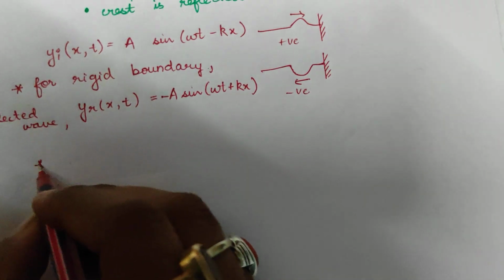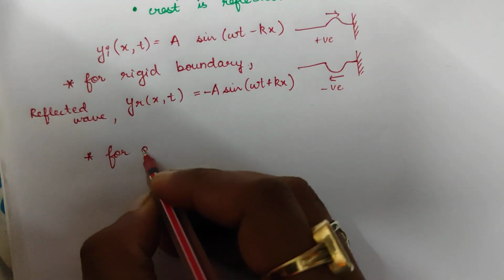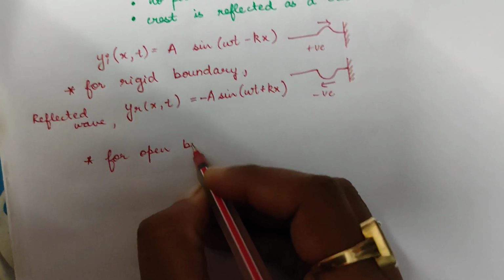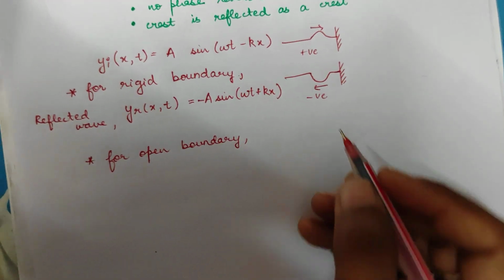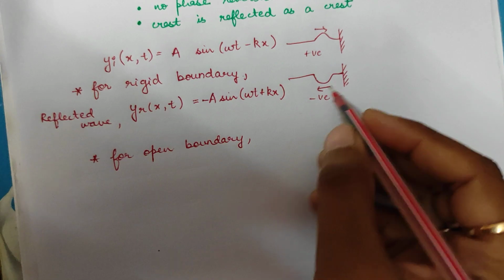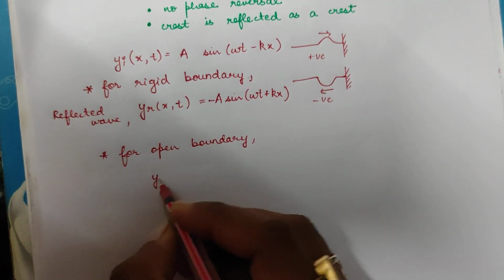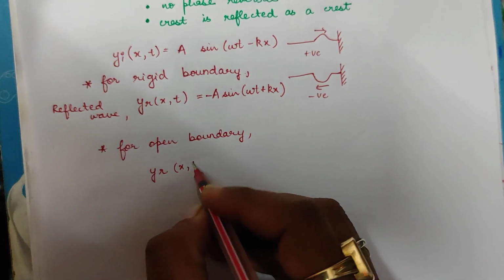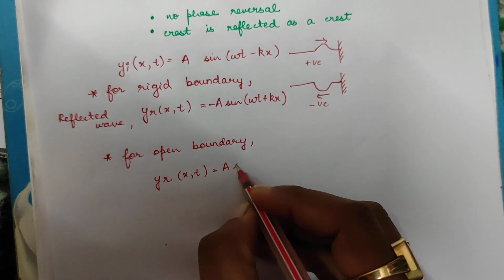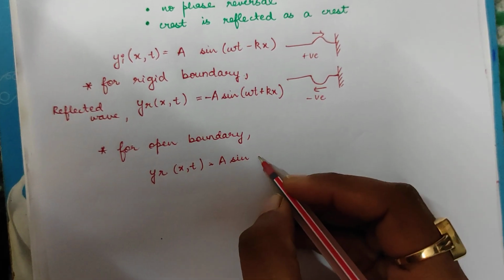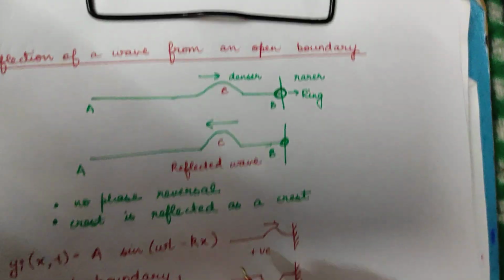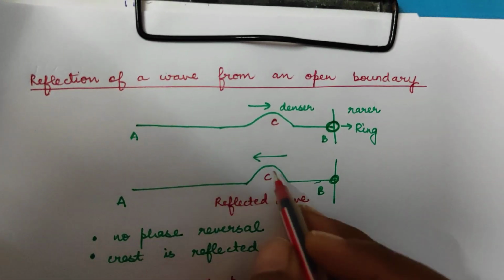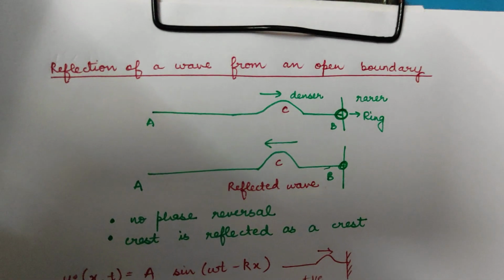But for an open boundary, there is no phase reversal, so no negative sign will come. There will only be the change in direction. The equation will be a sine(omega t plus kx).